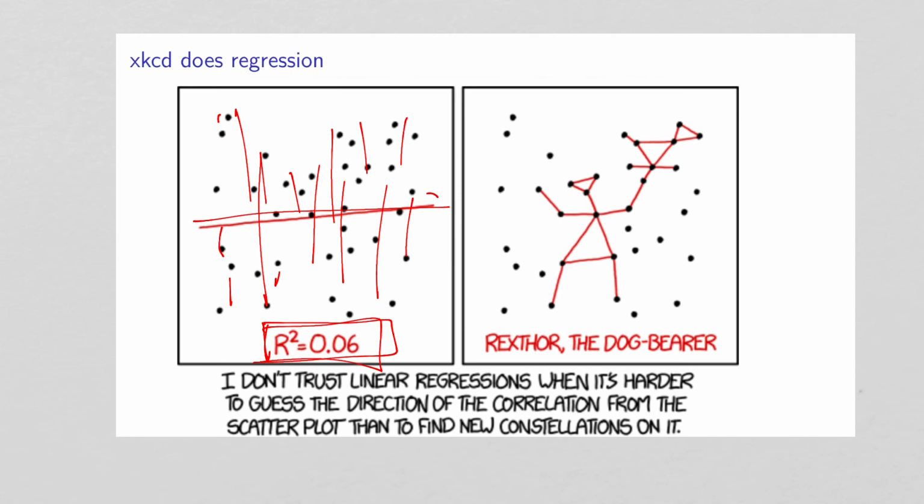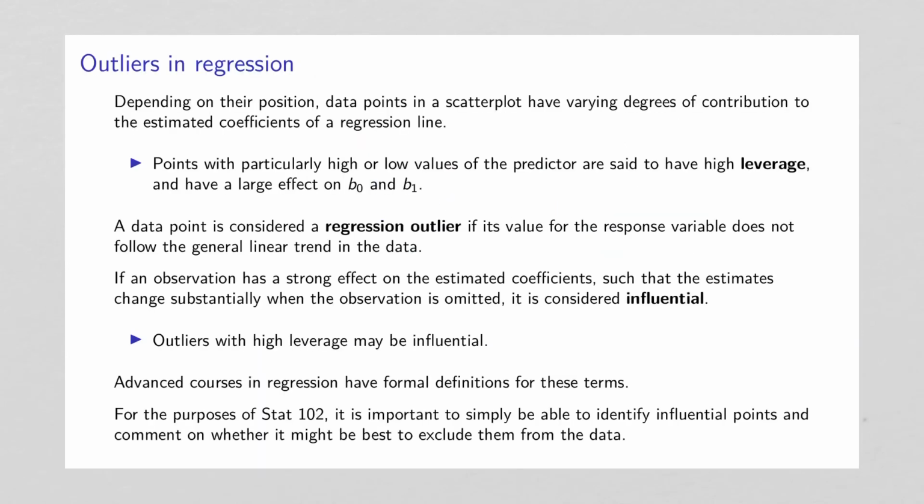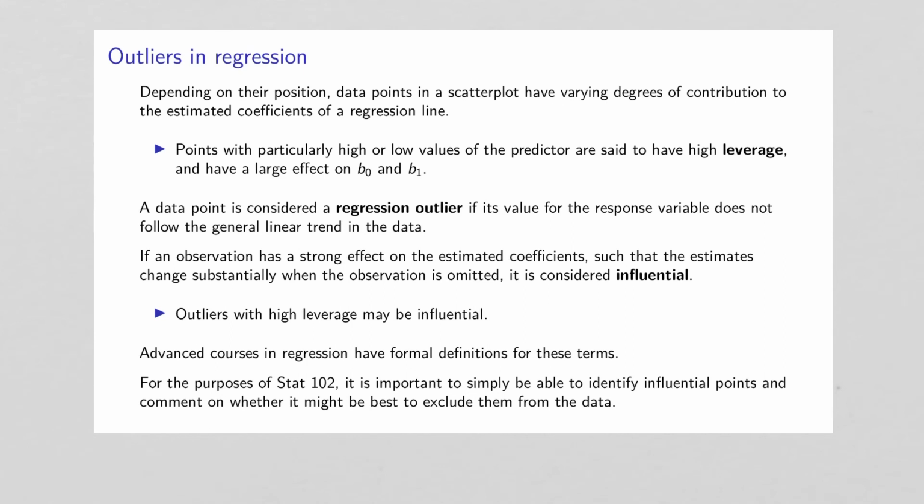So what about outliers? Depending on the position, data points on a scatter plot have varying degrees of contribution to the estimated coefficients of a regression line. So if you have a lot of outliers, but then everything else is over here, it's going to influence your ultimate line, right? Your line should be somewhere around here, but these outliers over here are going to shift it ever so slightly upwards, maybe even bend it a little bit.